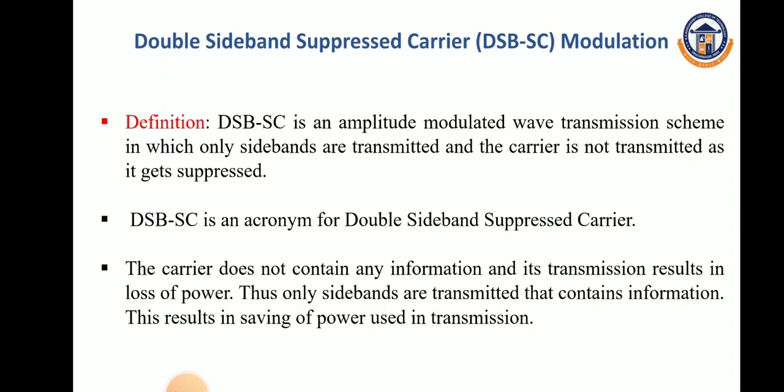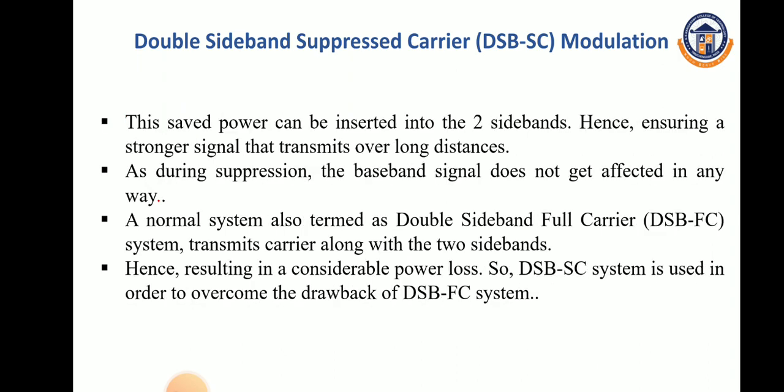Here the carrier does not contain any information and its transmission results in the loss of power. So in order to improve the power consumption in the transmission, we have to suppress the carrier. By suppressing the carrier, we can reduce the transmission power. Thus only sidebands that contain information are transmitted. This results in the saving of power used in transmission. If you suppress the carrier power, we can improve power consumption in the transmission.